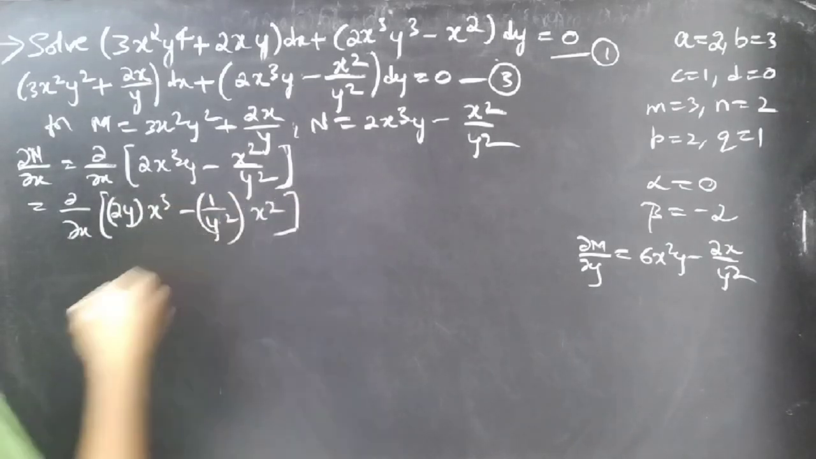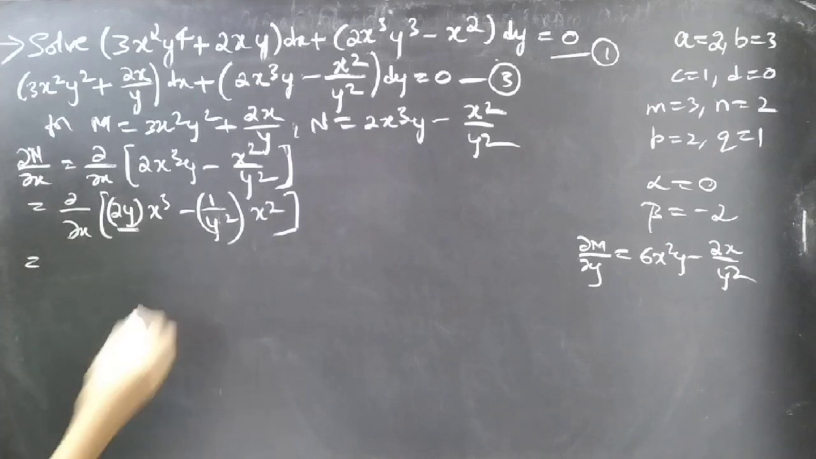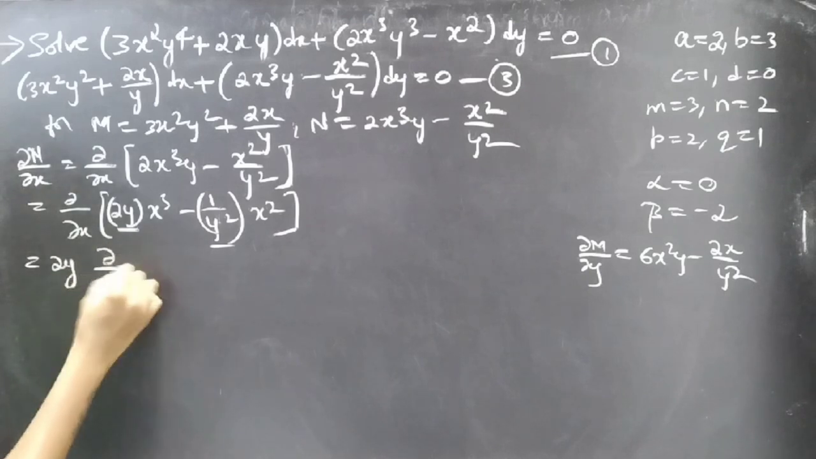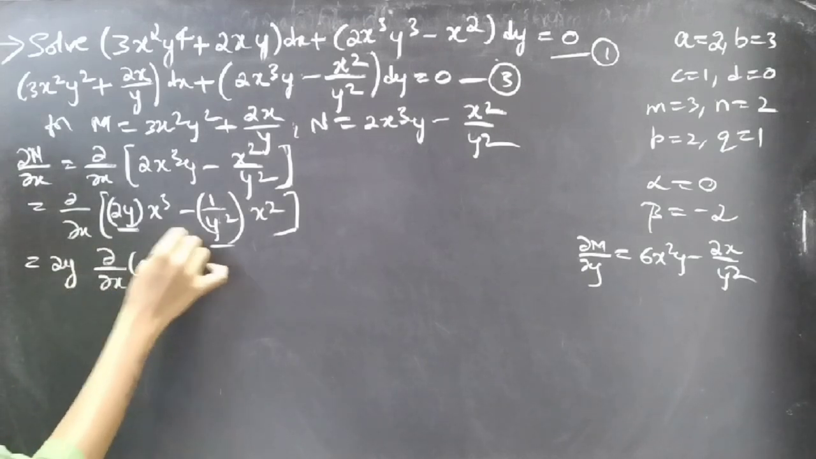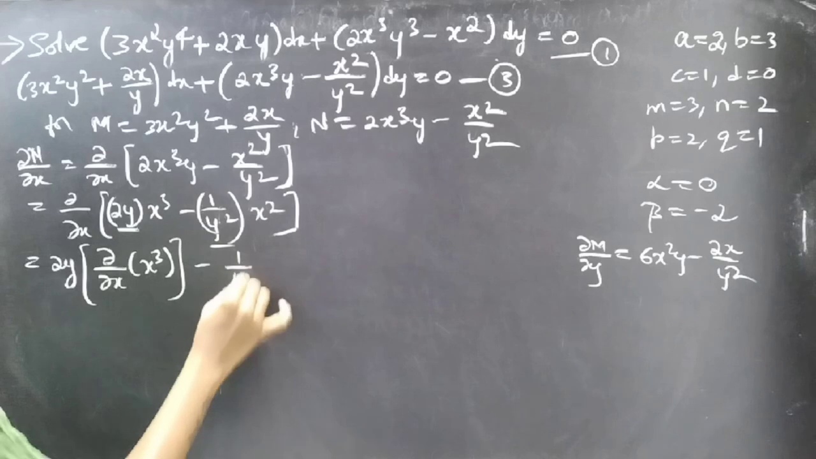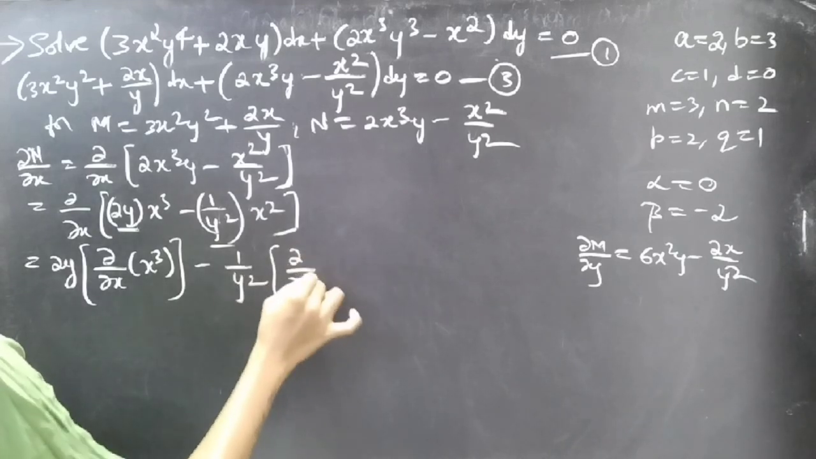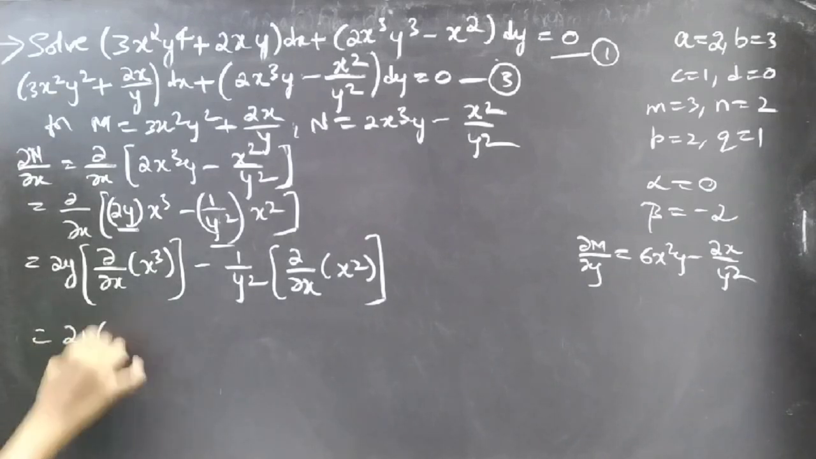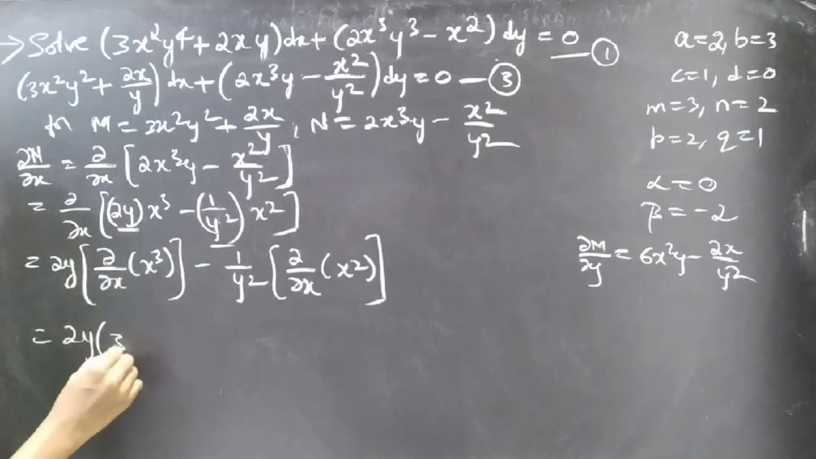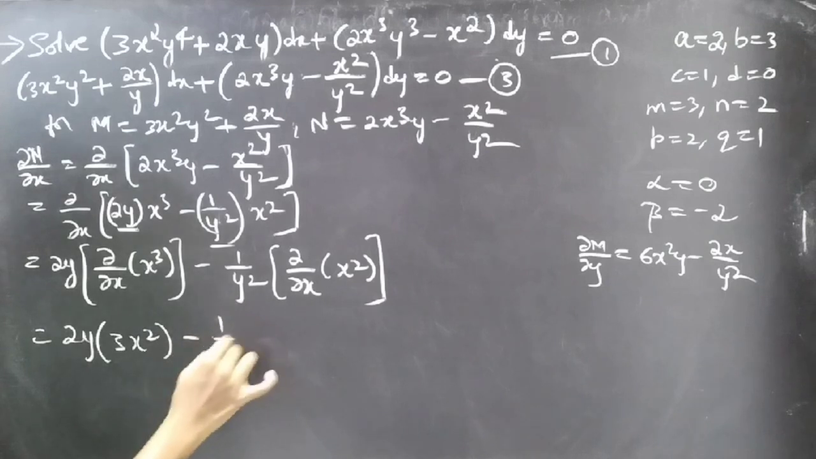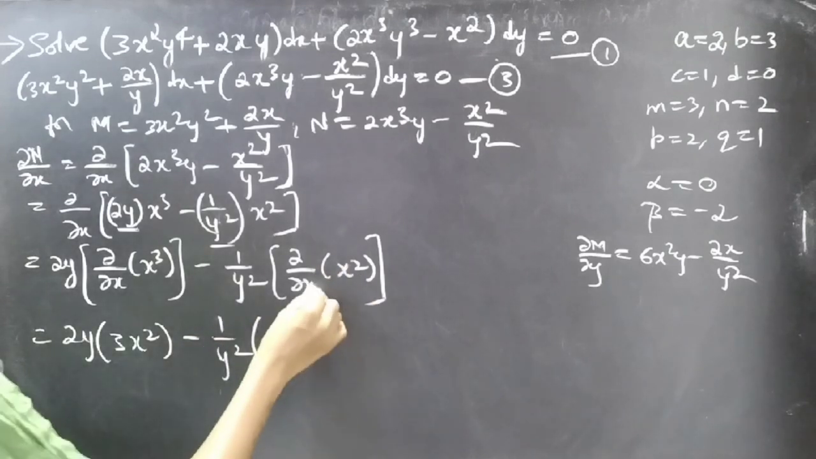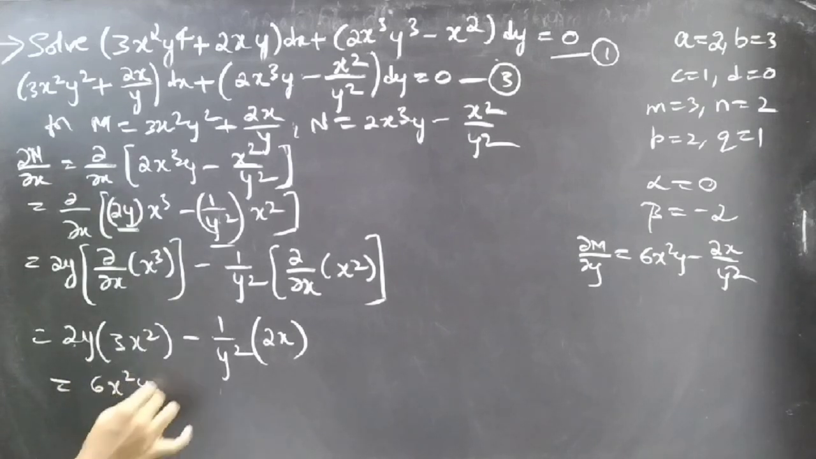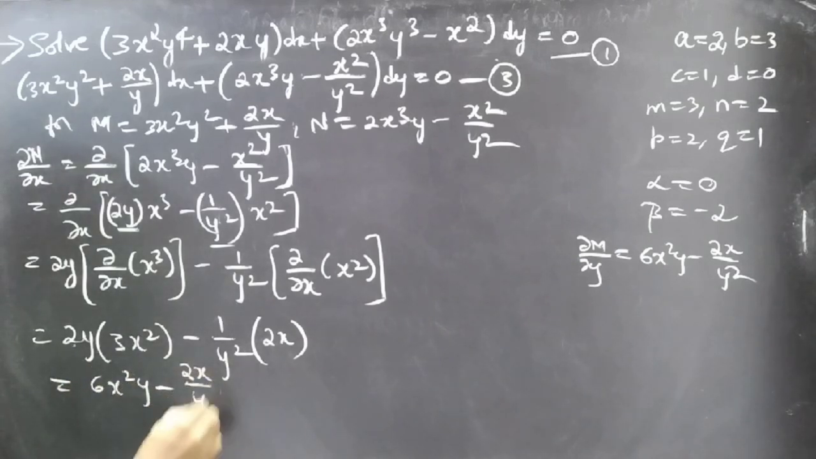In the first term 2y is constant, and in the second term 1/y² is constant. So we can write this as 2y times the partial derivative of x³ with respect to x, minus 1/y² times the partial derivative of x² with respect to x. This gives us 2y times 3x², minus 1/y² times 2x, which gives us 6x²y minus 2x/y².